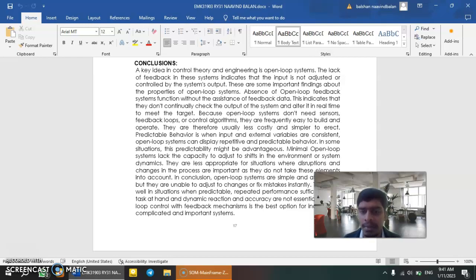They work well in predictable situations, where predictable performance is significant for the task at hand and dynamic reactions and accuracy are not essential. Closed loop control with a feedback mechanism is the best option for increasingly complicated and important systems.